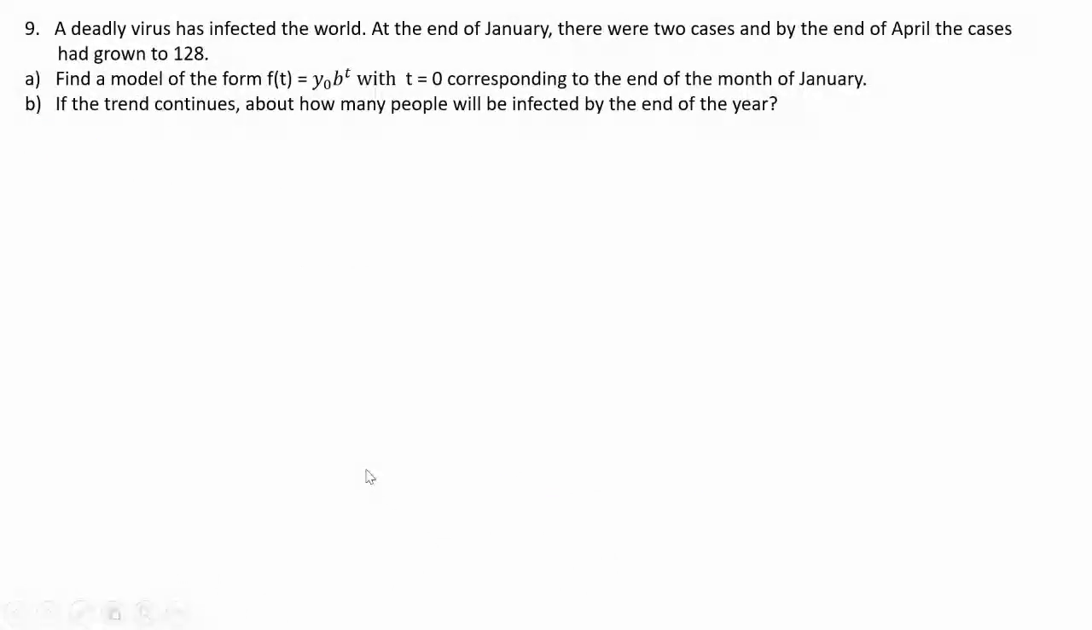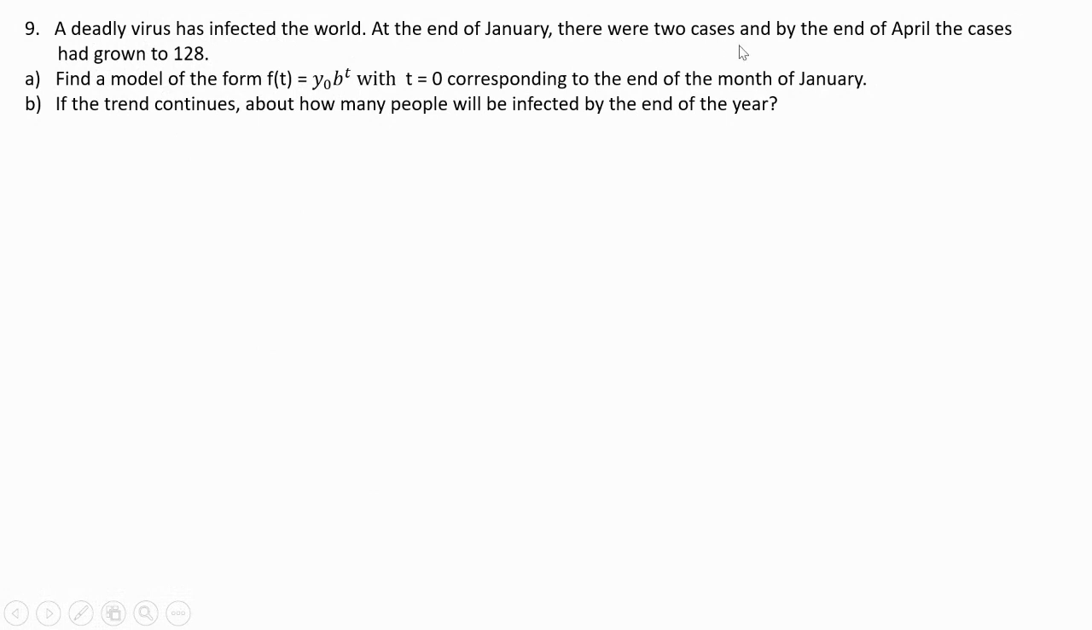Now here we want to find an exponential function. So this is number 9. A deadly virus has infected the world. I remember, guys, when COVID-19 just began, I was covering this section at that time, and I used this example because the virus hadn't spread that much yet. I did it on purpose so students could see the severity of a virus as it was heading that way. So, for example, a deadly virus has infected the world.